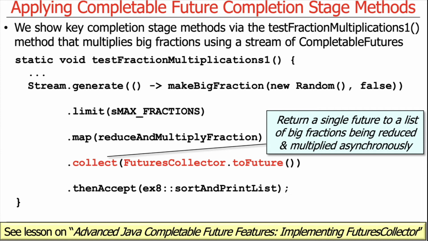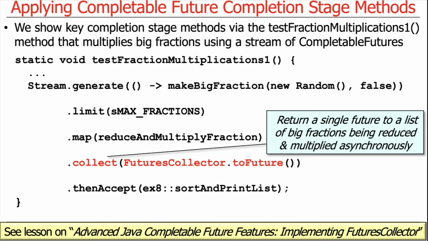And futures collector is really the bee's knees, or the cat's meow, or whatever you want to call it. What it does is it's a collector that's going to collect a stream of completable futures to elements of type T, because it's all generic, of course. And it will return a single completable future to a list of big fractions.